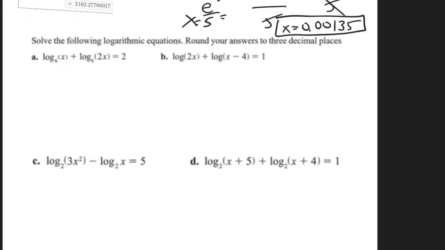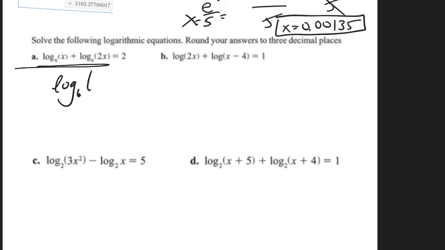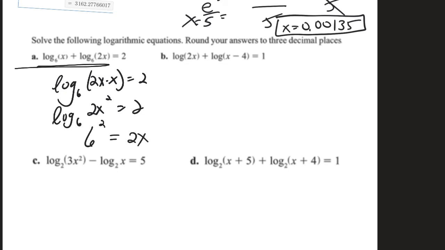Okay, solve the following log equations and round your answers to 3 decimal places. Please remember, I'm looking at this and this just looks like something expanded. What if I wrote this as a single log? Remember that when you are adding, that means that inside your parentheses it's multiplying, right? So this is log base 6 of 2x squared equals 2. And I'm going to write this in exponential form. 6 to the second power equals 2x squared. So I made my 6 big and switched out the 2 and the 2x squared.